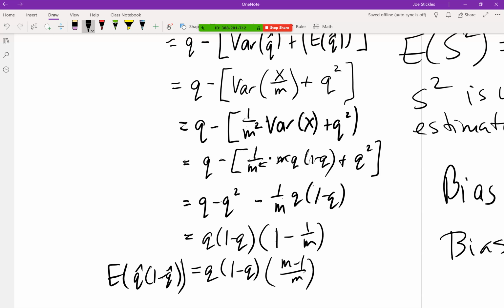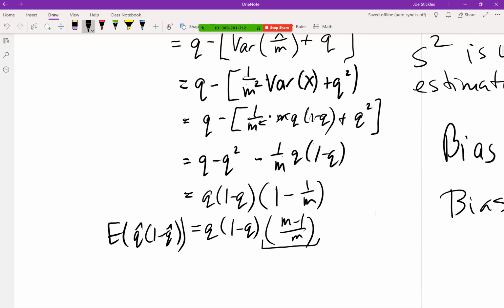All right. That was a lot of work to get there, but let's talk about what we have. Remember that we're trying to find an unbiased estimator for our q times 1 minus q. We tried q hat times 1 minus q hat because we already had an estimator for q. Notice that we have the q times the 1 minus q. That's a good thing to pop out because that's what we're trying to estimate according to the problem. However, we've got some bias. We've got that m minus 1 over m behind it, right?